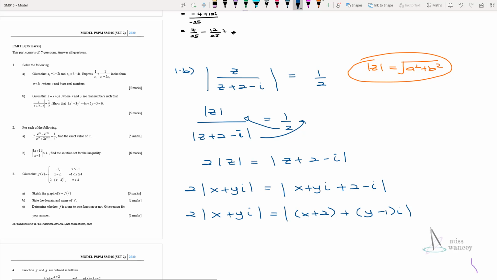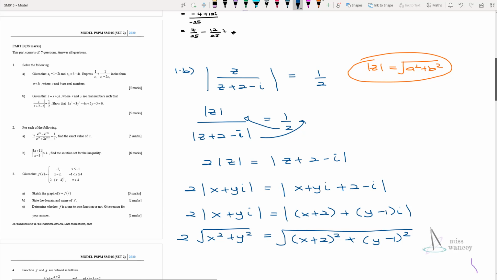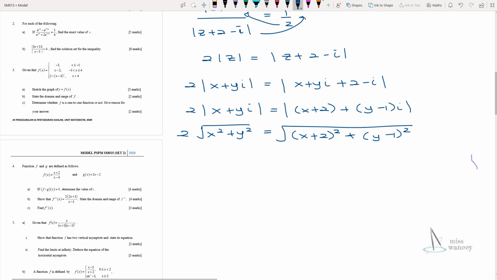Okay, so we're gonna use the definition now. So this is 2 times the square root of x square plus y square, and this is equal to the square root of x plus 2 square plus y minus 1 square. Okay, and then we're gonna expand them. Okay, so get rid of the square root. So I have 4 times x square plus y square. And this is equal to x plus 2 square plus y minus 1 square.